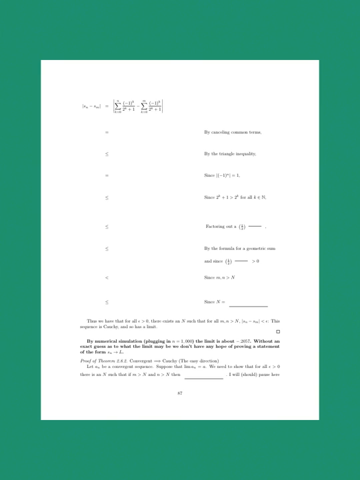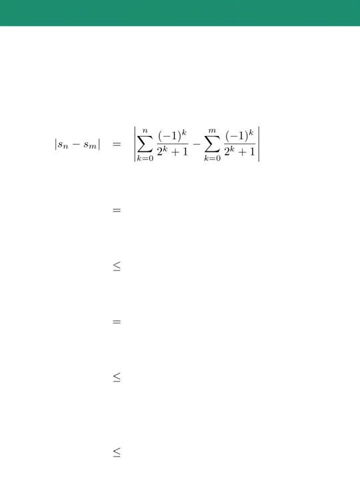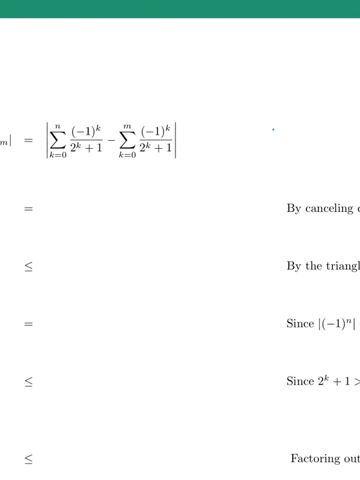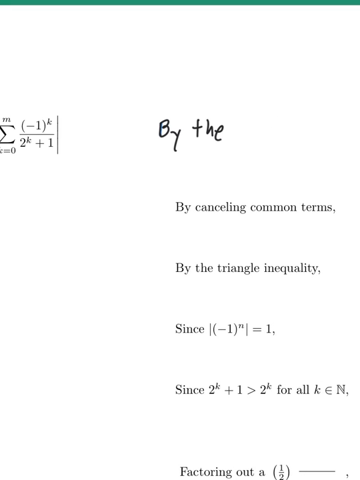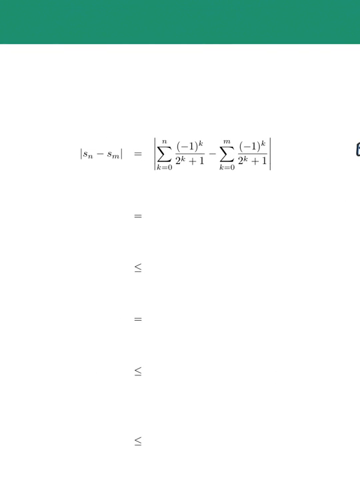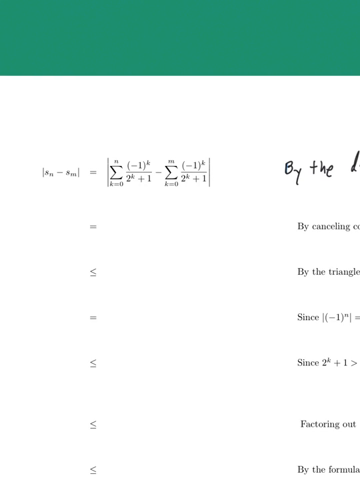So here it is. S sub n minus S sub m. By the definition of S sub n, the sequence, we conclude that S sub n minus S sub m is this. Now you'll notice that there are a bunch of common terms.